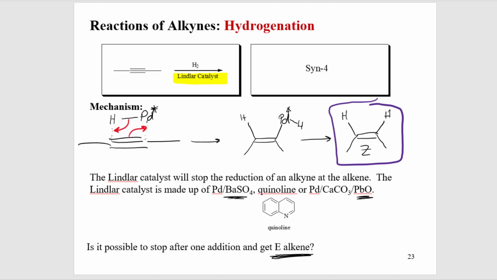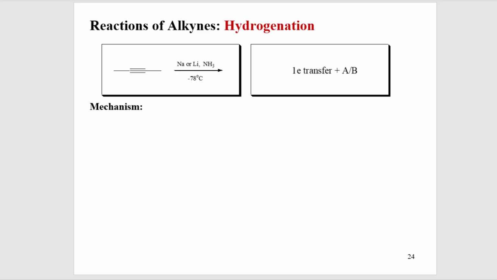Is it possible to get the E? Yes. Can I use a syn addition mechanism? No. I have to change my reagents if I want to facilitate the product being trans. Here's our next flashcard. How can I do that? Well, starting from my alkyne, I introduce at very low temperature either sodium metal or lithium metal in combination with NH3, ammonia, liquid ammonia.